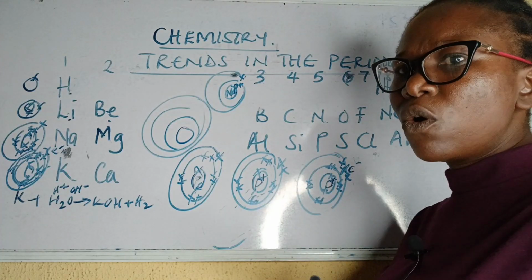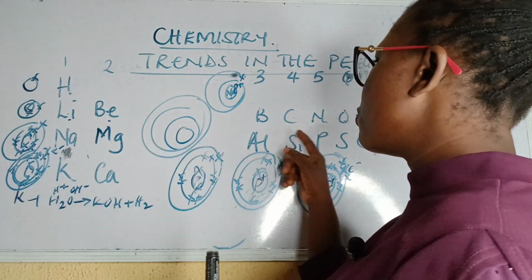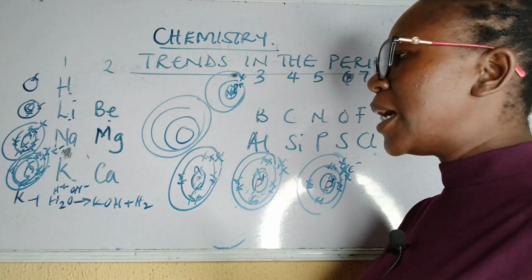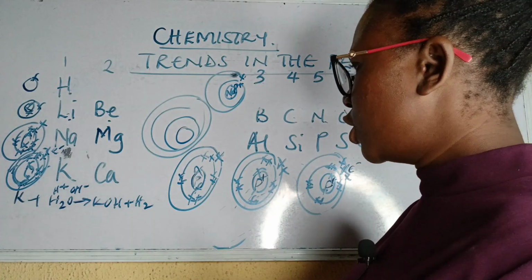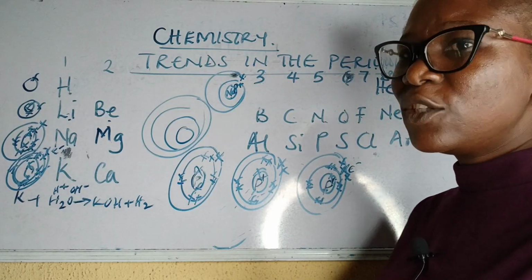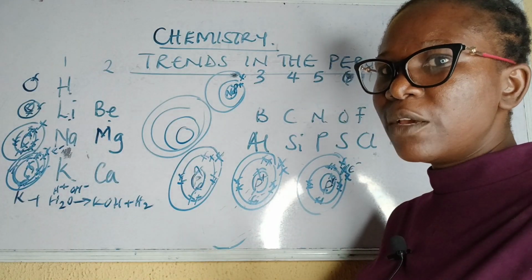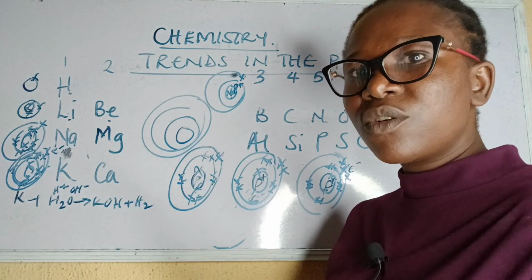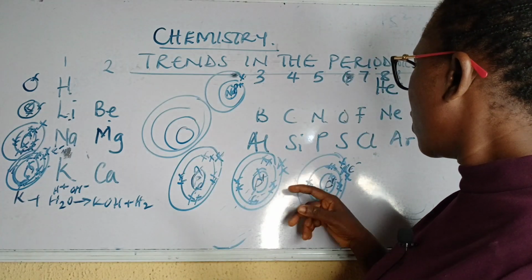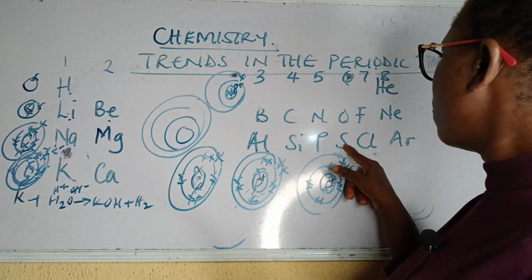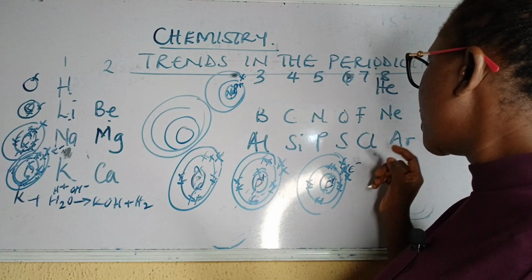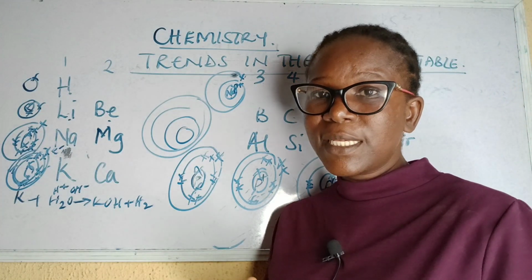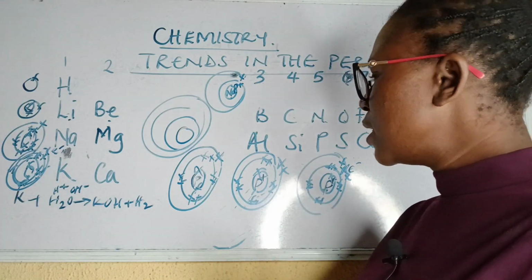So it will be difficult to lose electrons as you move across the period because of the increase in atomic number and the number of shells staying the same. So the tendency to lose or give out electrons will be lower, but the tendency to gain will be increasing, because when we get to sulfur we gain 2, and chlorine we gain 1 because it has 7 valence electrons. It's easier gaining in that case than losing.